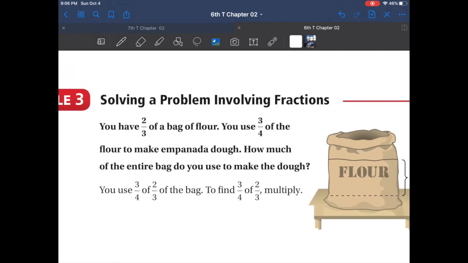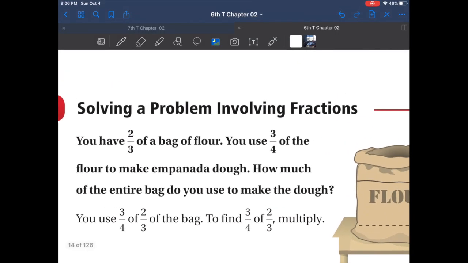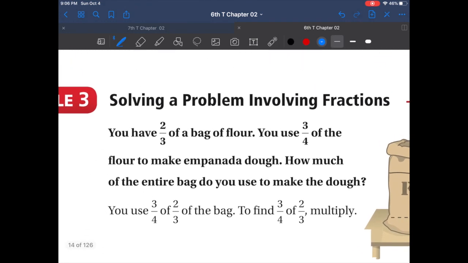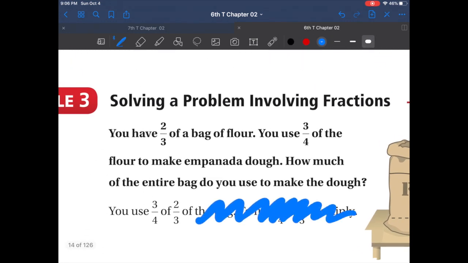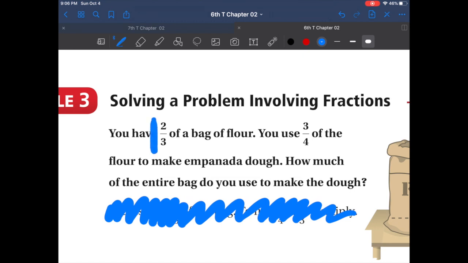All right, let's do our last example for today. All right, let's read this question. Oops, my bad. This question says that, let me erase that real quick. It says you have 2/3 of a bag of flour. So let's just stop right there. How much flour do I have? I have 2/3 a bag of flour. And it says I used 3/4 of it.